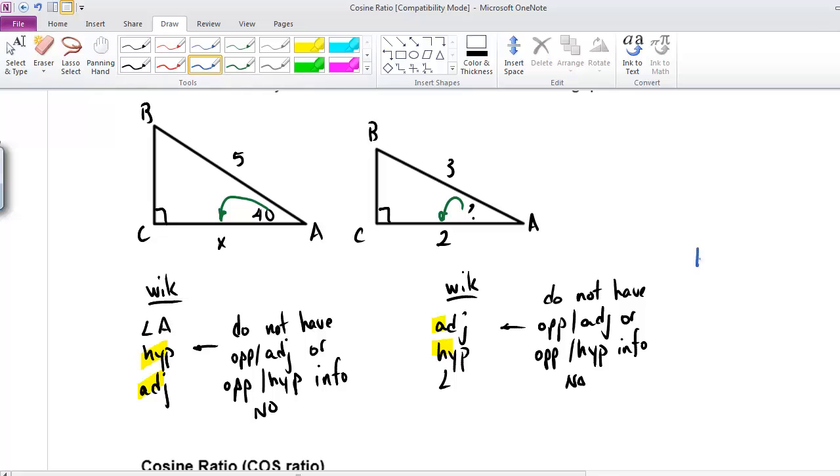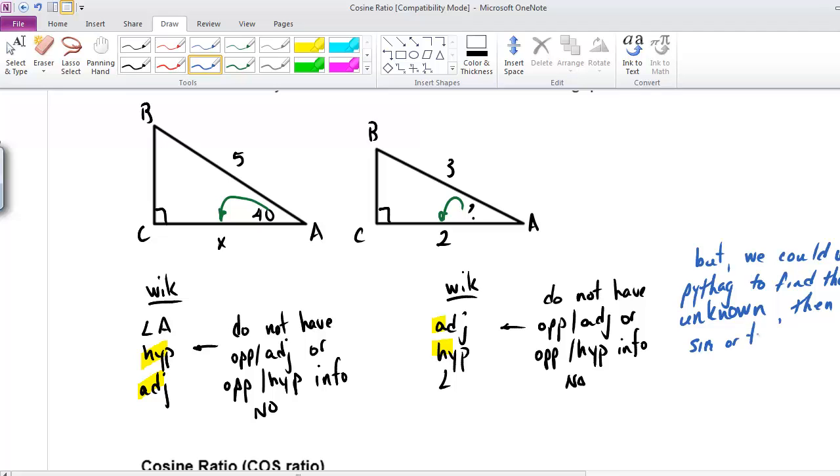But what I do hope you recognize is, if you wanted to, in this last example, we could always use Pythagoras to find that unknown side. And once we have the unknown side, we could then use sine or tangent. But again, just like last day, that's way too much work.